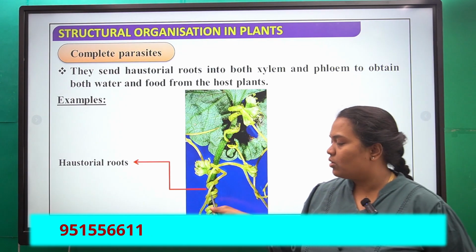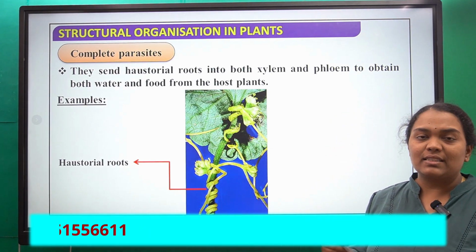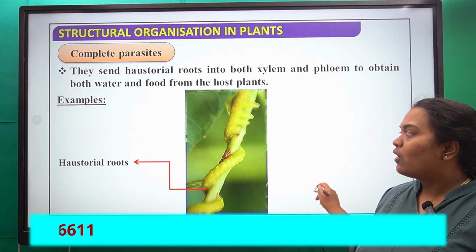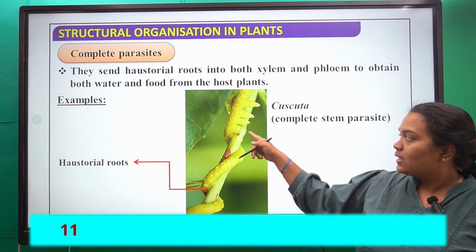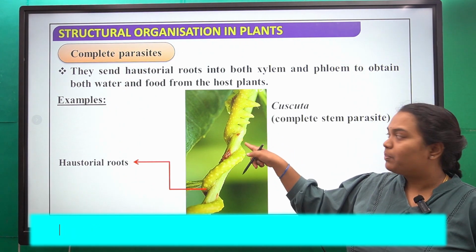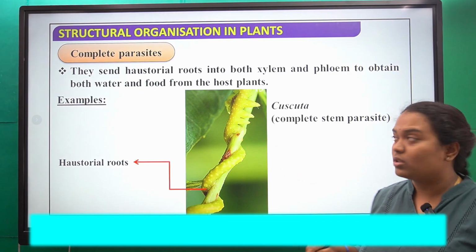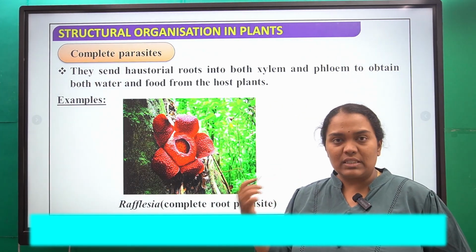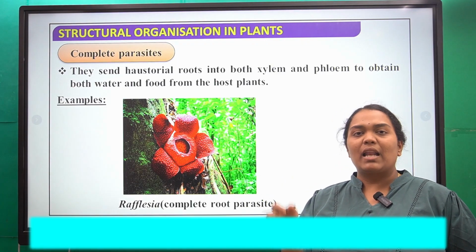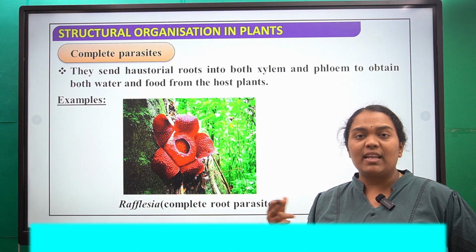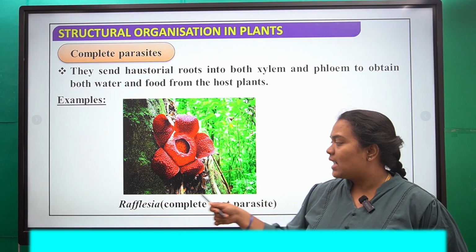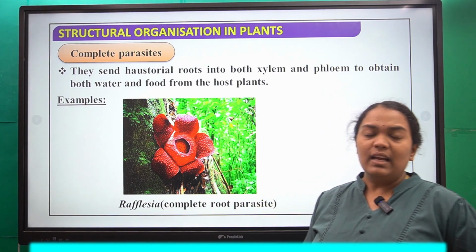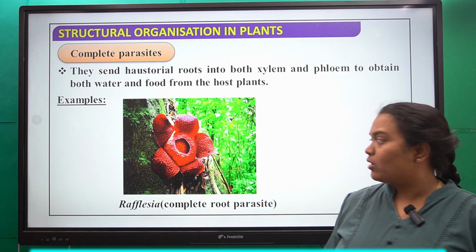So these are the haustorial roots. Always the parasites have roots which penetrate directly into the vascular tissue of the other plant. Here you can see whichever are going into the plant, this structure is called the haustorial roots. Complete stem parasite: if the host plant dies, even the parasite will die because it does not have any energy source. This is another, Rafflesia. Complete root parasite: it is completely dependent on the plant for xylem and also phloem.